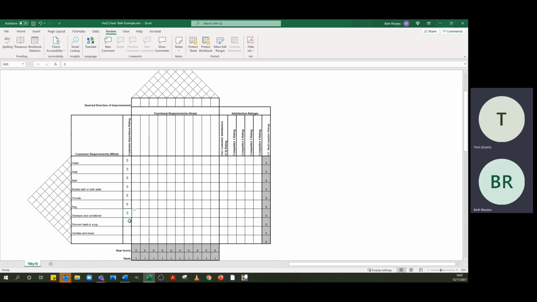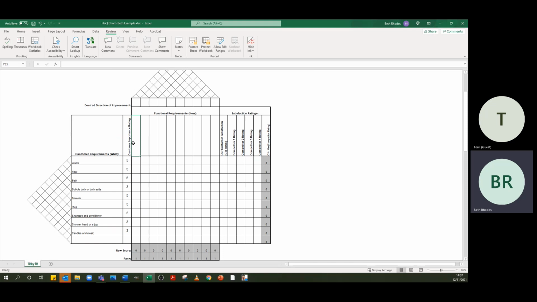What about the shower head or a jug? Will it be a 3 again? Because it depends if they're washing the hair or not. And what about candles or music? A steady 3. Okay. So there we go. You've rated things either in the middle or as super important to the experience there. So now, how are you going to do it?